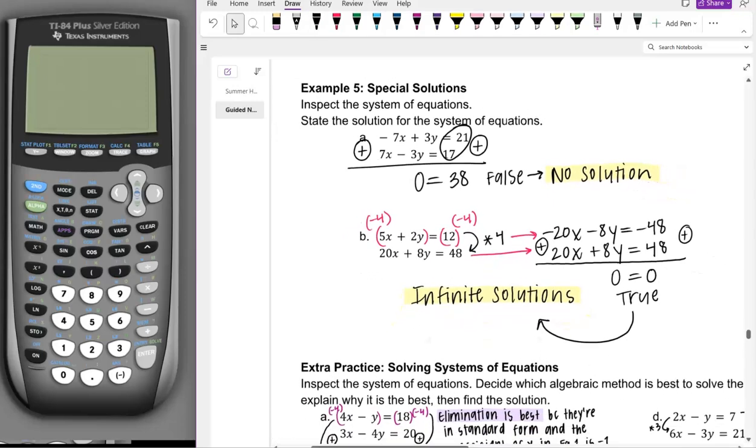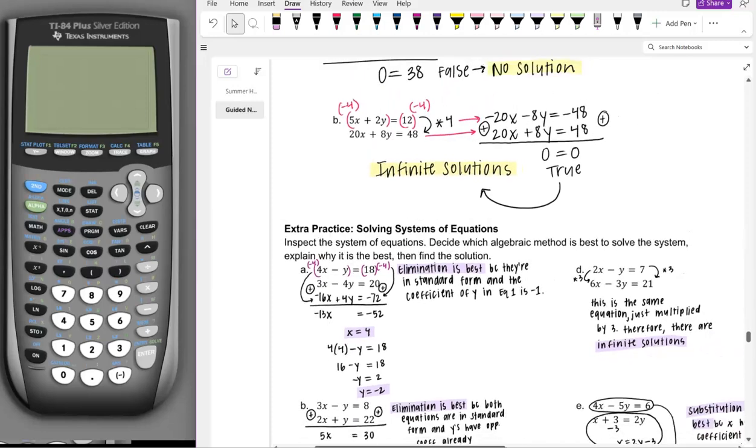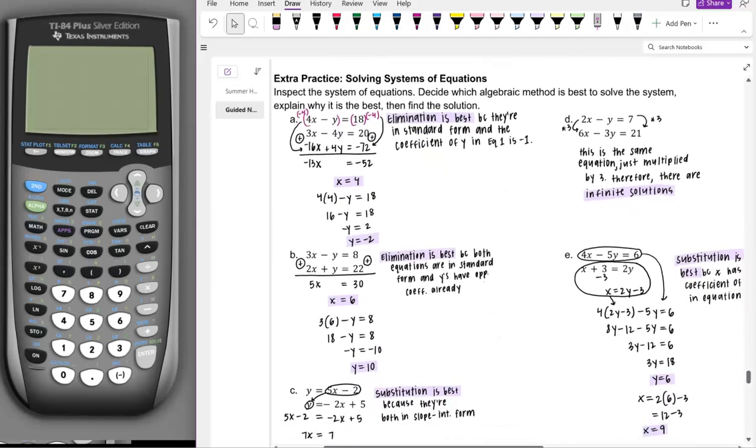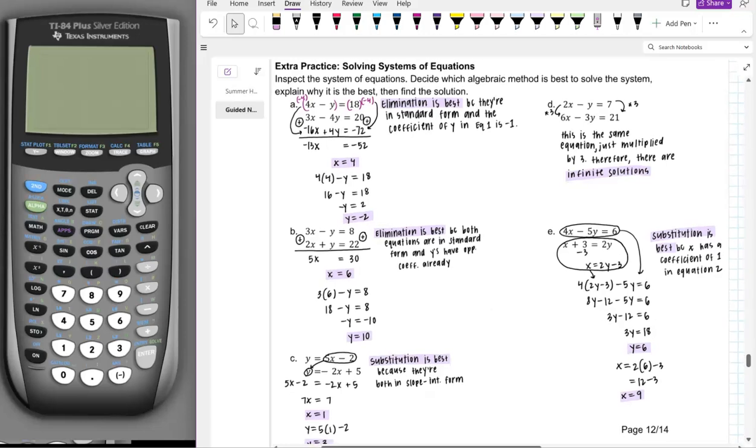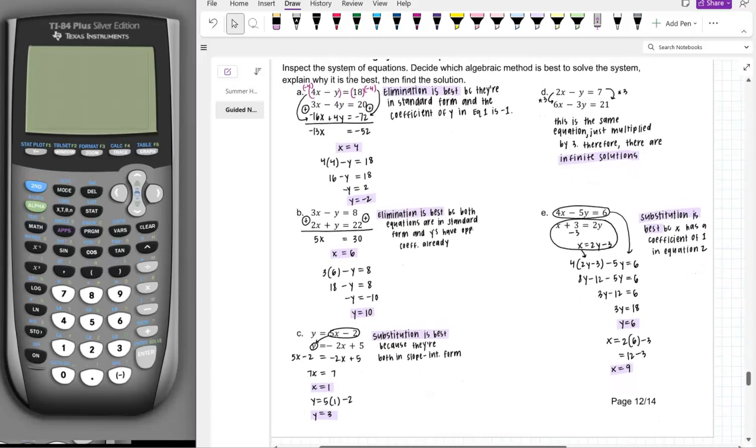Next, I want you guys to try to solve a bunch of systems of equations, and I'm not going to tell you what method to use, but you have to pick what method is best and solve it that way. No matter what method you use, though, you should get the same solution. Here are the correct answers for A, D, E, and I guess you can see C on this page as well. So that's all of them. Pause the video and make sure you know how to do those.